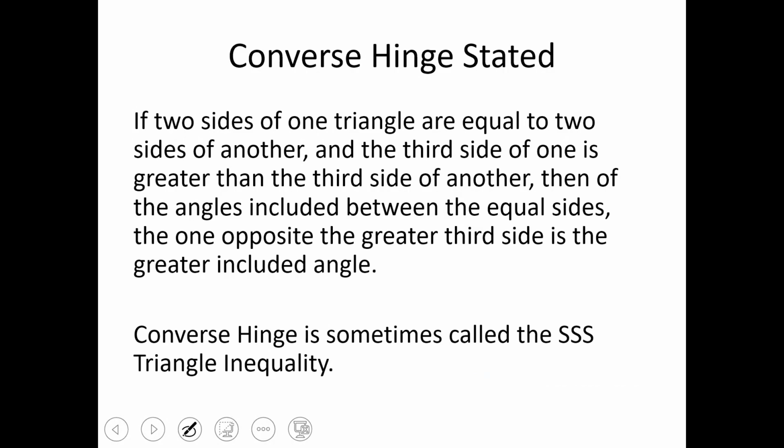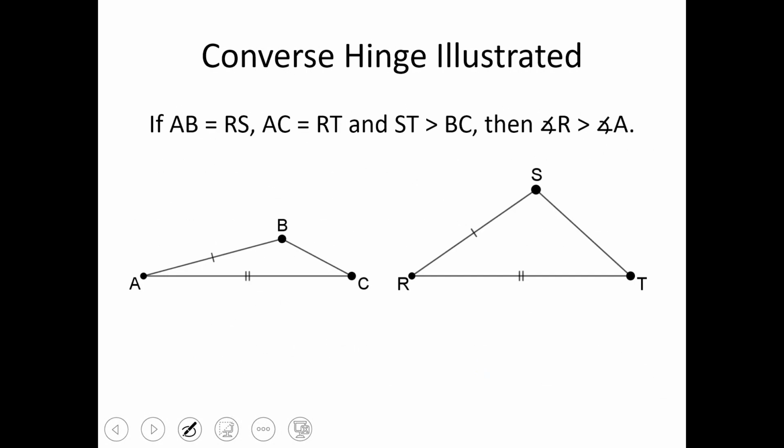Okay, so if we compare the two triangles and we look, and the precondition is met, that is two sides of one are equal to two sides of the other. If we look in the triangle with the greater third side at its opposite angle and compare that to the opposite angle in the other, the angle opposite the greater third side is the greater angle. So it is precisely the converse. So here's what it looks like.